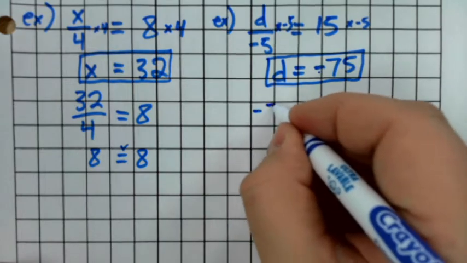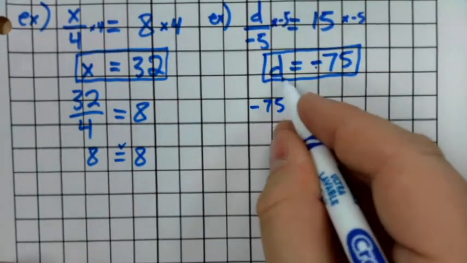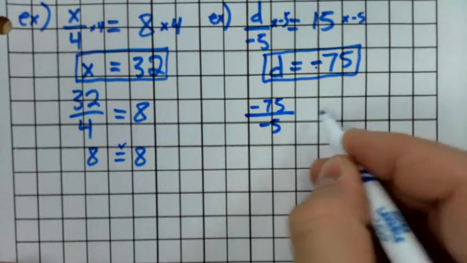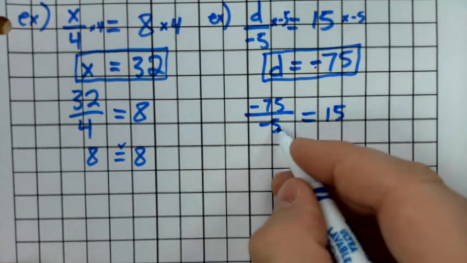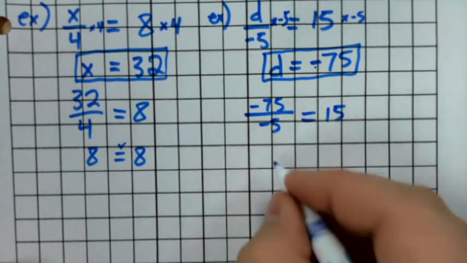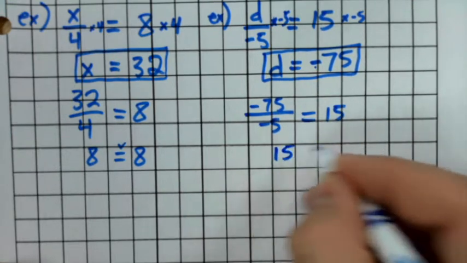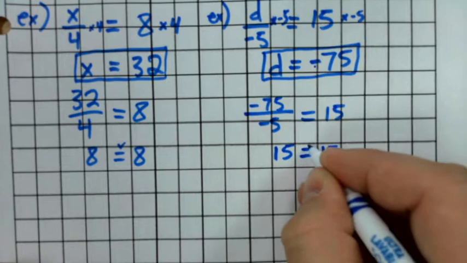We can verify: negative 75 over negative 5 equals 15. Negative divided by negative is positive, and 5 15s makes 75, so it is indeed 15 equals 15, so it's verified.